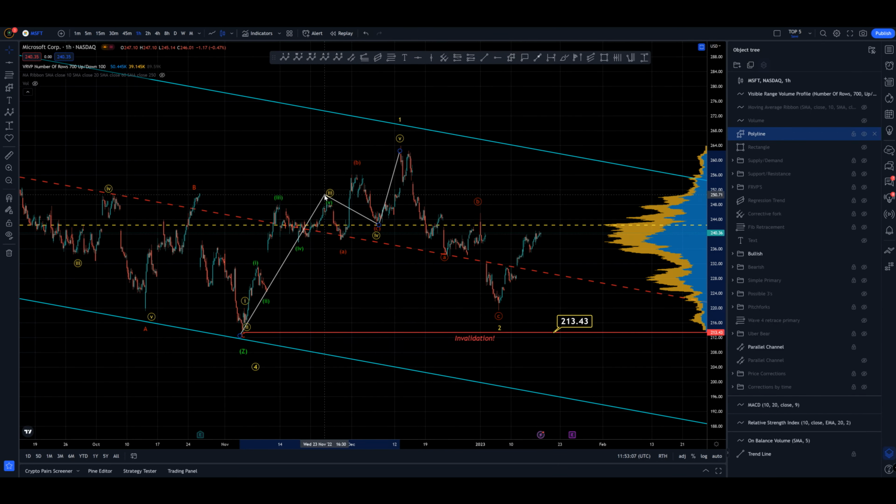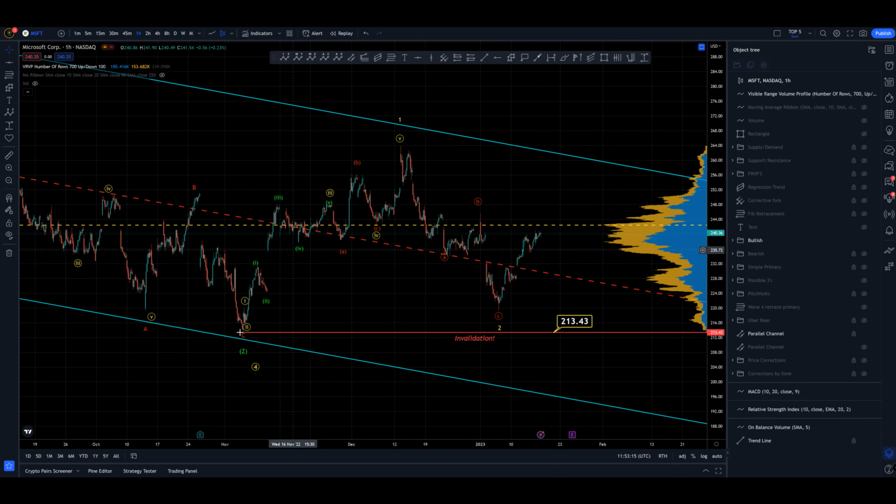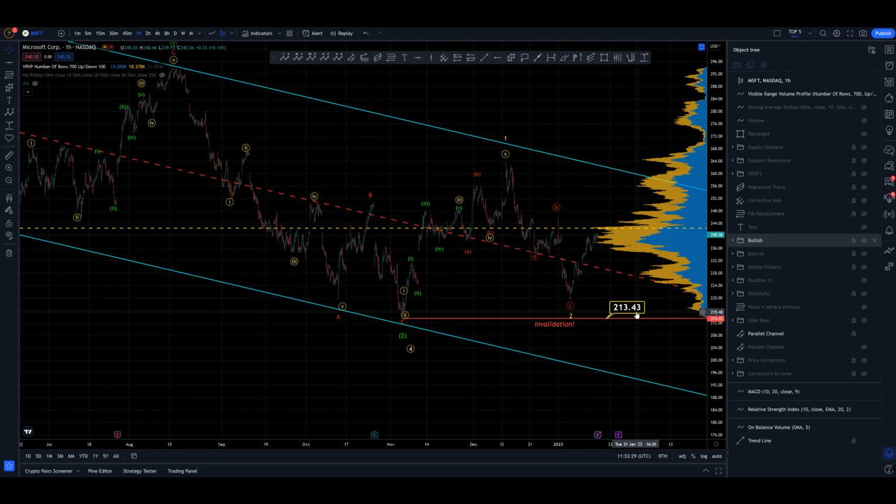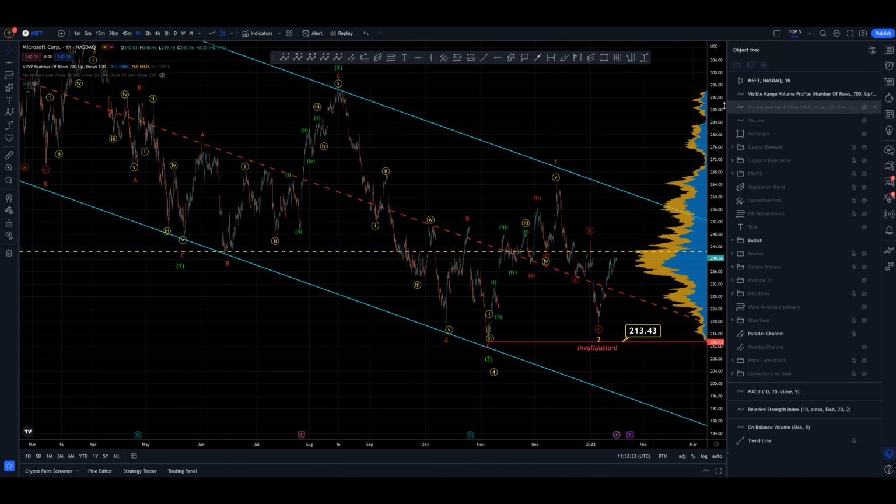So whether we come to here and we get that running flat and then into C, so A, B, C running flat in the B, I think that still looks better than trying to get this to be 5. I'm not saying it's impossible. I wouldn't have labelled it if I felt it was impossible. I just think it's very low probability that that's a sound impulse. But essentially we have an invalidation point here at 213.43. So if we break that with another move lower, we can just delete this and we know that this count is incorrect.